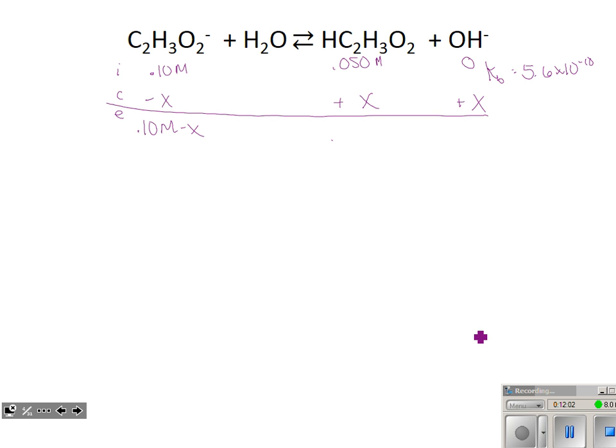I know this is old hat here. 0.050 molar plus x, and x. And then we will solve our equilibrium constant expression. It's a good idea to write that out if you are being judged on your work, and you are always being judged on your work, even if it's from afar.